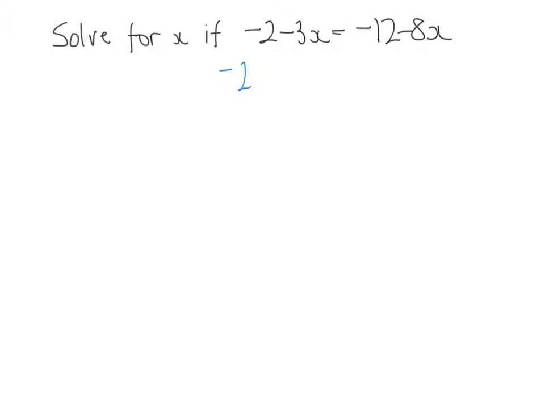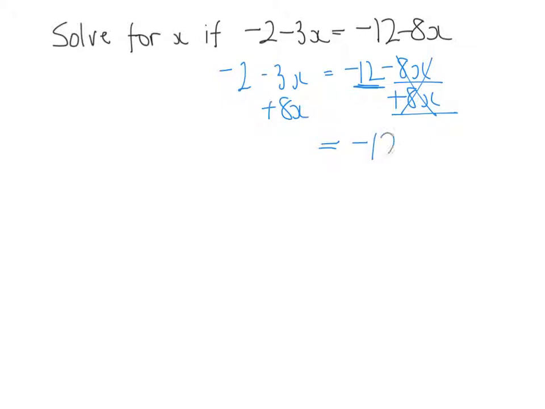What I'll do here is I will try to get all the x's onto one side. So if I plus 8x on this side and plus 8x on this side, I've kept my equation balanced. Minus 8x plus 8x, they're opposites and will cancel each other out. And all that's left on the right hand side is minus 12.